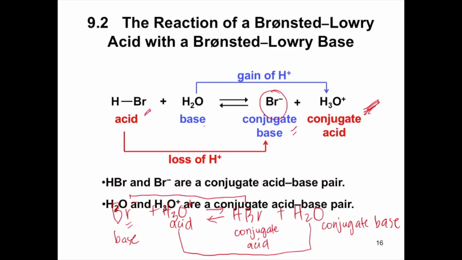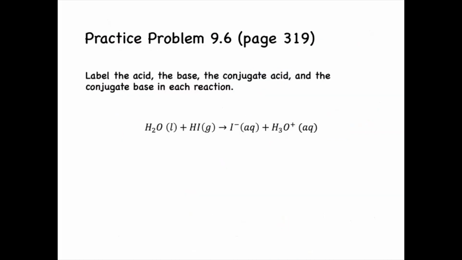Question so far? So, practice problem 9.6, page 319. You have to label, based from the reaction, the acid, the base, the conjugate acid, and the conjugate base in each reaction. So, you have here the reaction between water and hydrogen iodide. So, it will form iodide ion and hydronium ion.